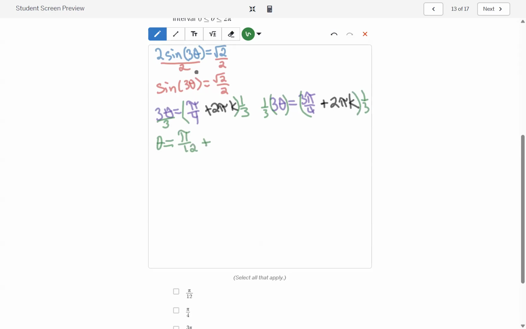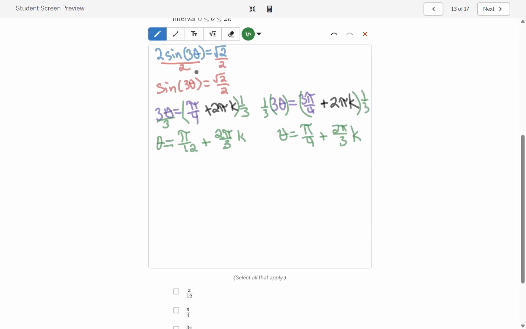And now our 2 pi k becomes 2 pi over 3 k, 2 pi over 3 times k. And then 3 pi over 4 times 1/3. The 3 on top cancels that third, so we have pi over 4 plus, but again, it'll be 2 pi over 3 times k. So that's our general solution. So a little weird, but that's not too bad to stop at.